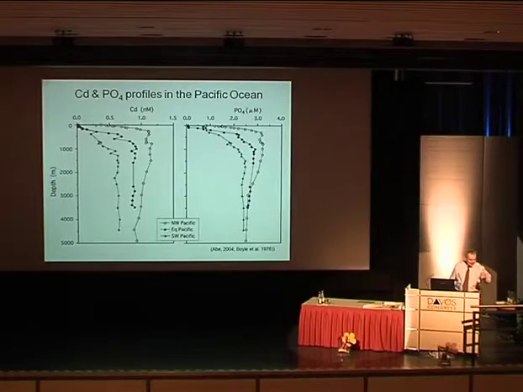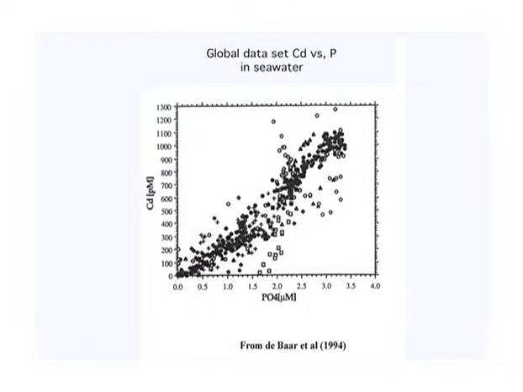I see Ed Boyle over there, so this is work replotted compared to the first papers. And this correlation between cadmium and phosphate has really stood the test of time and has been the basis of work having to do with using cadmium in foraminifera to look at phosphorus in the ancient ocean.